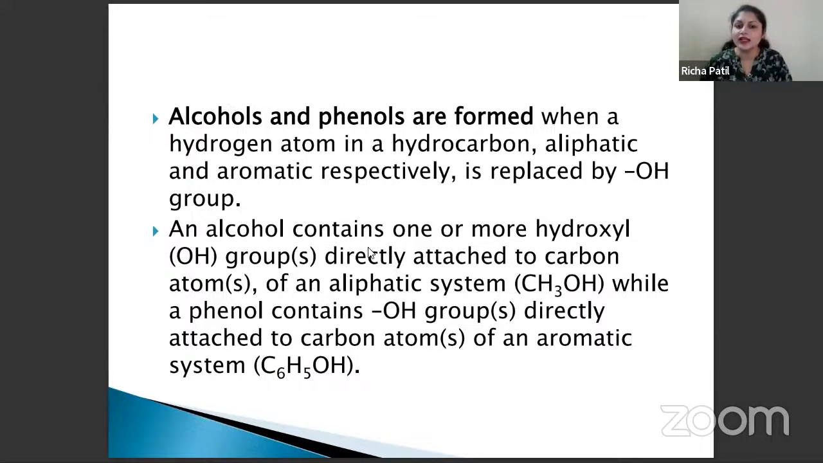So an alcohol contains one or more hydroxy groups directly attached to a carbon atom of an aliphatic system, while a phenol contains an OH group directly attached to a carbon atom of an aromatic system. So here in alcohol, it will be an aliphatic chain, as I discussed, where the OH group is attached to an aliphatic system, while in phenol, the OH group is attached to an aromatic system.